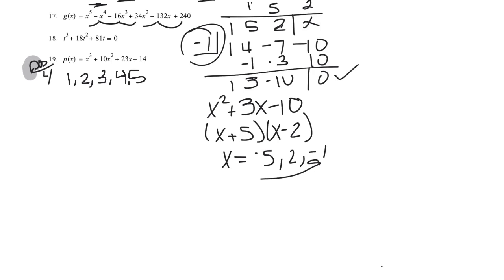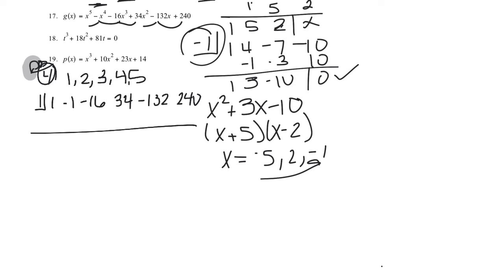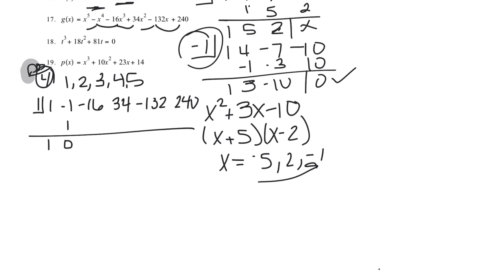This is where you probably don't want to make the entire list. So let's start with 1 and 2, because we know there's 4 positives, so we're more likely to find some positives in here. So let's start with 1. It's 1, negative 1, negative 16, 34, negative 132, and 240. So 1, 1, 0, 0. Negative 16, negative 16. 34 minus 16 is 18. We're not even getting close to these big numbers.